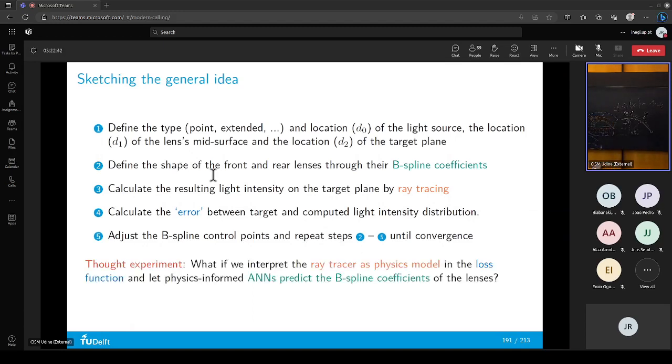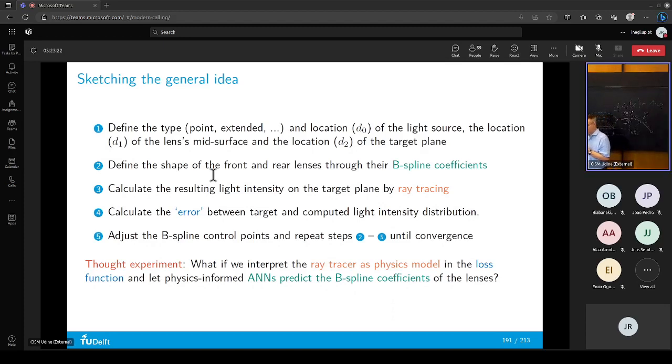Now this is what I want to message. If we see this ray tracer as the physics model, basically it does what light does in physics. It is our physics model. If we would put that as the physics model in the loss function, and use the ANN to predict the B-splines like in IGA nets, what do we have to do? So what is the crucial ingredient or requirement on the ray tracer?